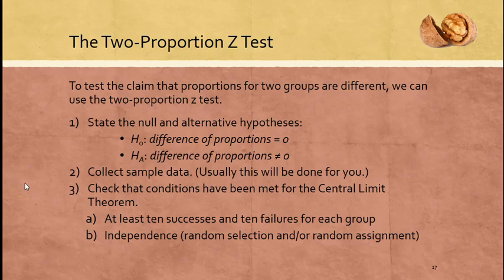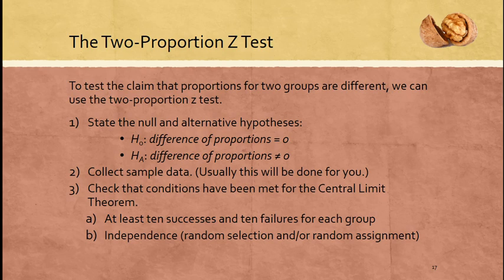All right, so if you want to test the claim that the proportions for two groups are different, we would use the two-proportion z-test. For the null and alternative hypotheses, the parameter is always the difference of proportions. The null value will always be 0. So the null hypothesis is that the difference of the two proportions is equal to 0. The alternative is that the difference is not equal to 0.